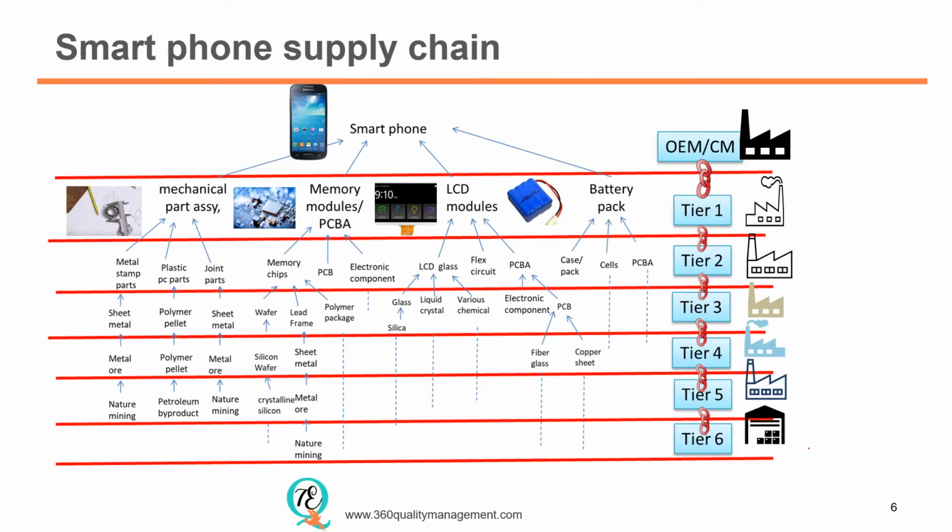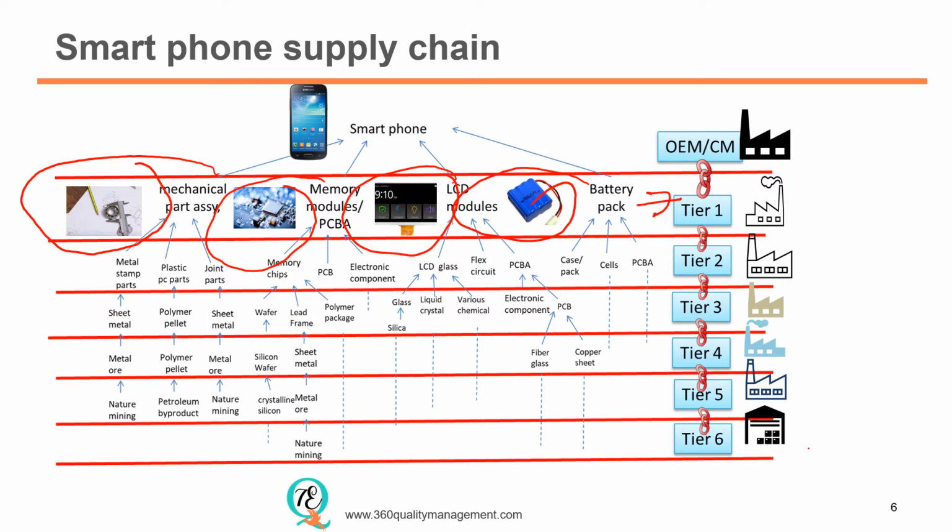In this slide, this is a more comprehensive overview of a smartphone supply chain. So generally, a smartphone will consist of these mechanical parts, memory module assemblies, printed circuit assembly, LCD modules, and battery packs. Of course, there will be some other printed circuit boards for communications as well.